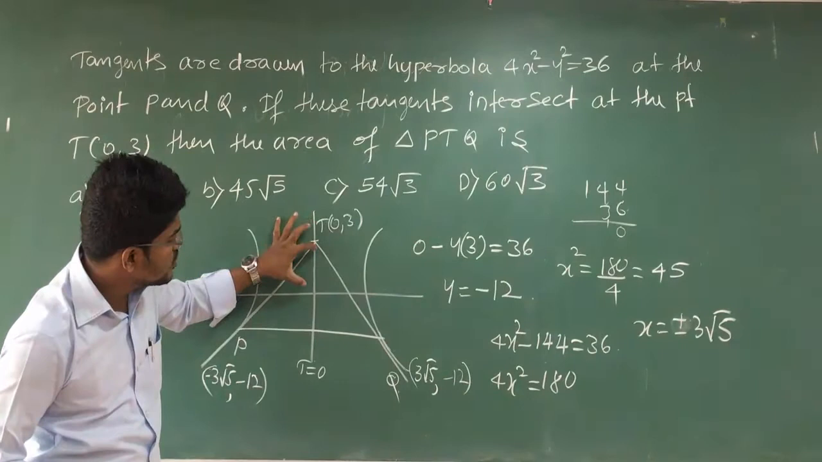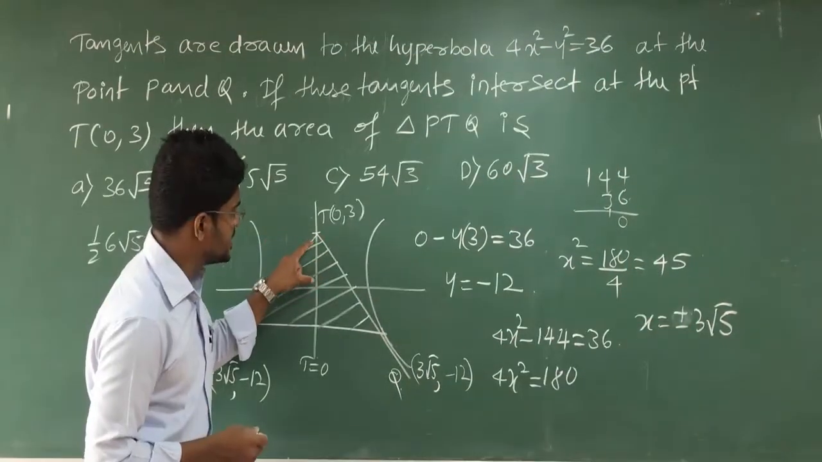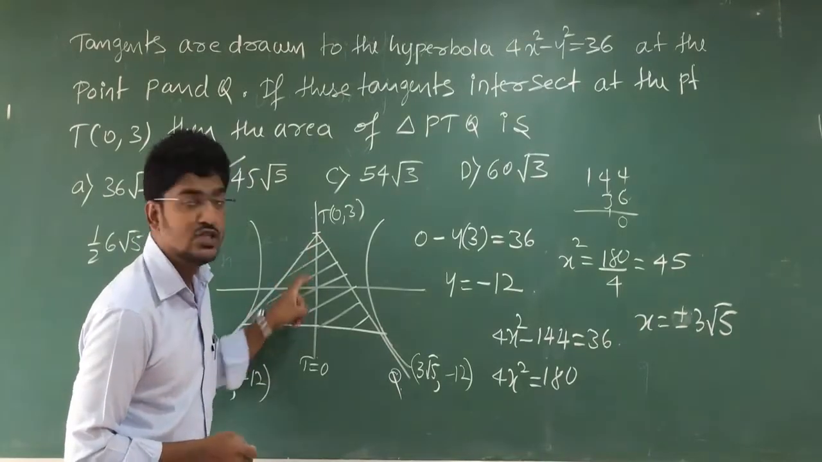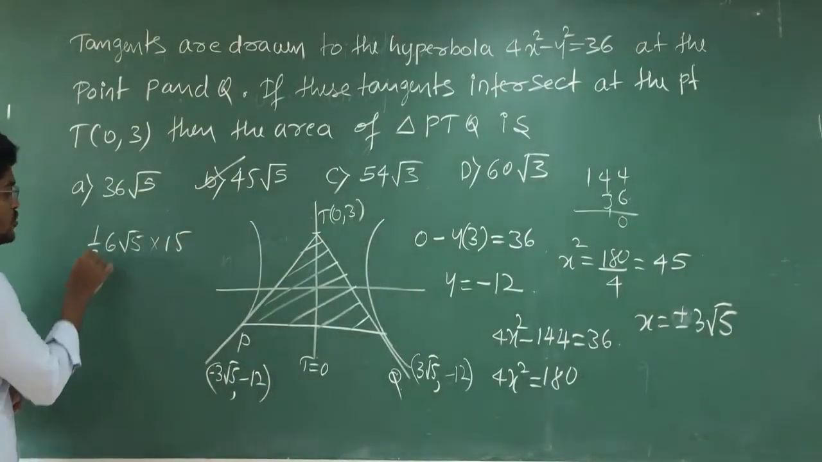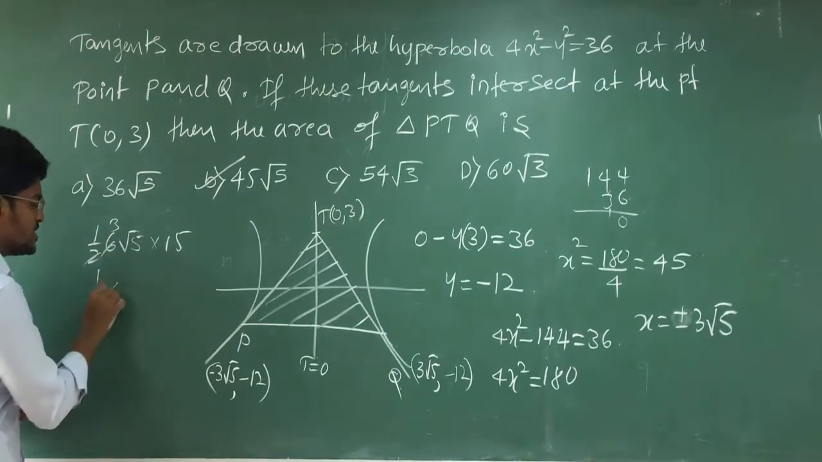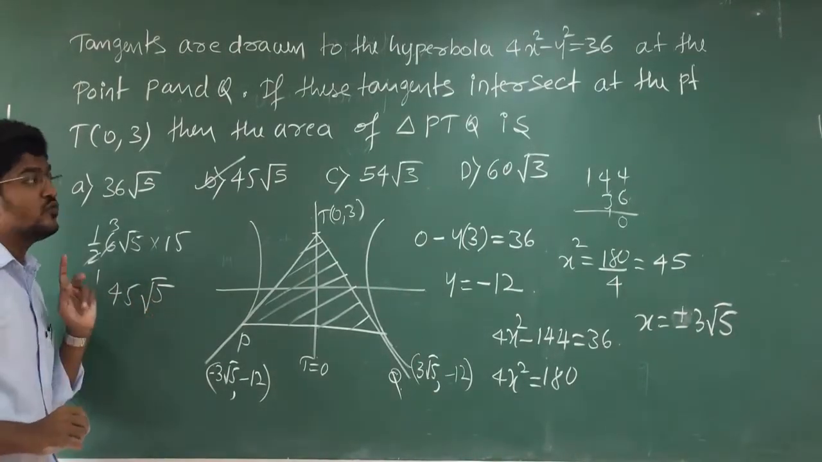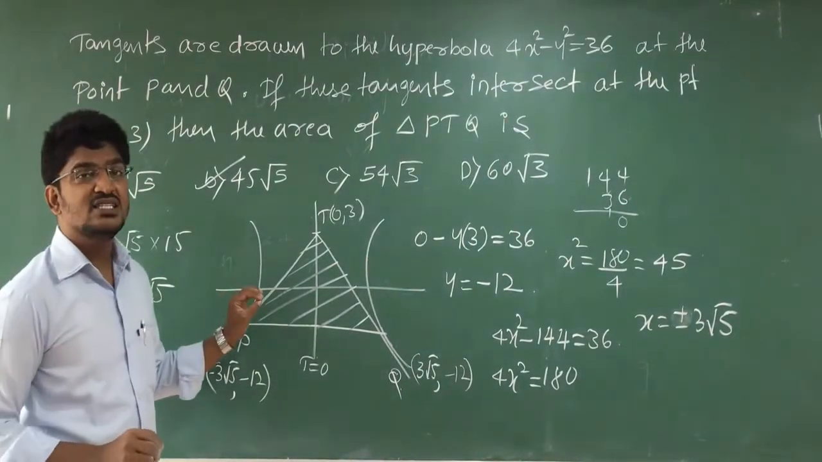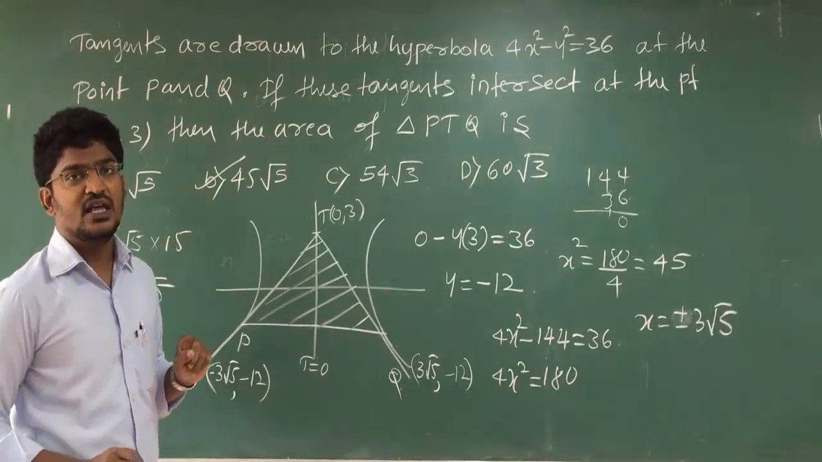Clear? Here this is how much? 3. Here this is how much? 12. Because right here it is 3 and here it is 12. So 3 plus 12 will be how much? It is 15. Clear? So 2 into 1, 2 into 3 will be cancelled. So 3 into 15 is 45 root 5. So 45 root 5 will be the correct answer for this particular question. That is option B. Clear, students?